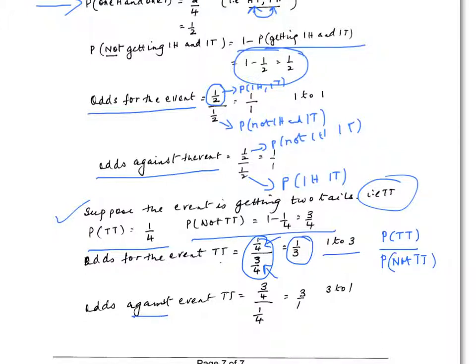What are the odds against the event TT? So we use the formula. The probability of the event not happening, not getting two tails, over the probability of the favorable event, which is getting two tails. Since we look at the odds against, we put the not in the numerator. So we have 3/4 divided by 1/4, which is 3. That is 3 over 1. So the odds against getting two tails is 3 to 1.